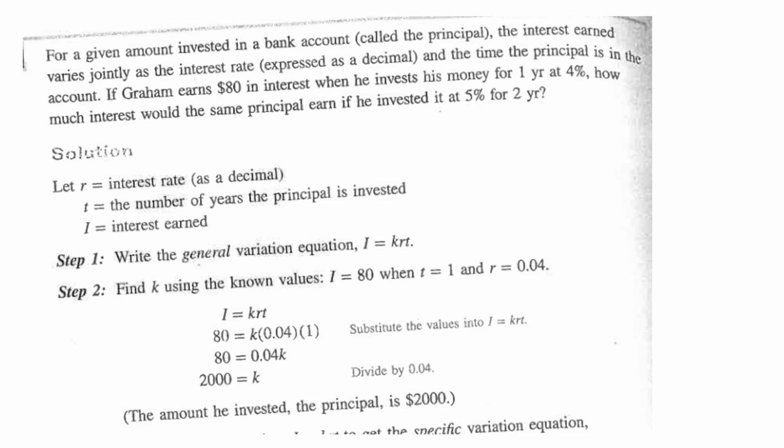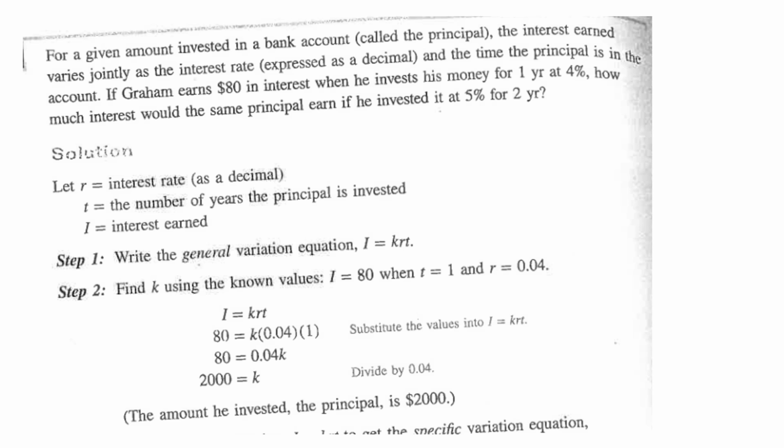Here's an example. For a given amount invested in a bank account, called the principal, the interest earned varies jointly as the interest rate, expressed as a decimal, and the time the principal is in the account. If Graham earns $80 in interest when he invests his money for 1 year at 4%, how much interest would the same principal earn if he invested it at 5% for 2 years? By the way, this is known as simple interest.